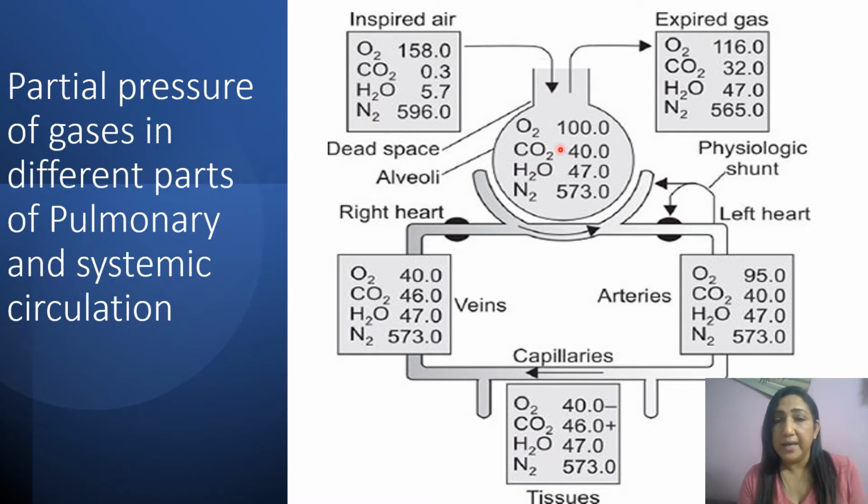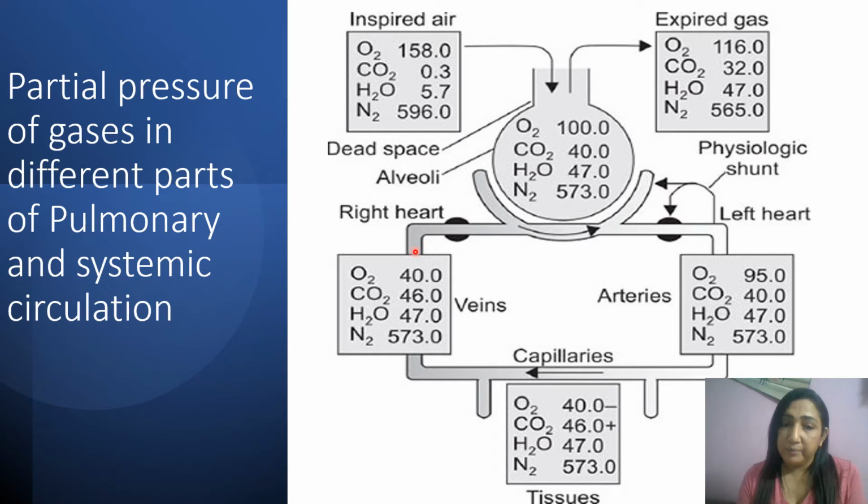When we are inhaling this, you just see after reaching the terminal alveoli, what is happening to the oxygen level. From 158, it comes to 100 millimeter of Hg. Why? Because of the oxygen that was present in the dead space, which has a lower partial pressure of oxygen, it is diluted with that and the partial pressure decreases to 100 millimeter of Hg without diffusion.